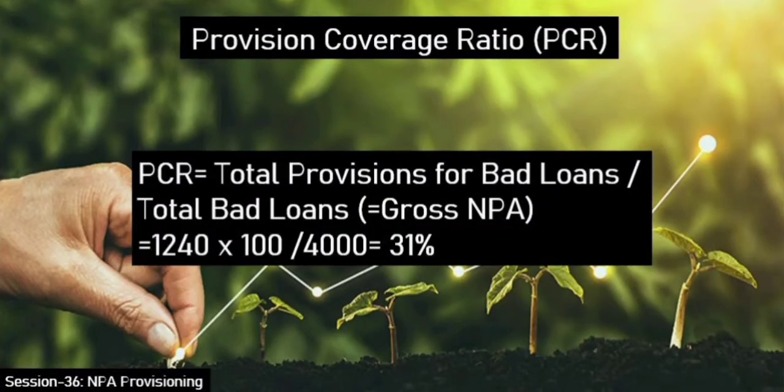So again substituting the values, total provisions for bad loans we have computed as 1240 in the last slide. To make it percentage, we have to multiply with 100 divided by the gross NPA, which is 400 crore. So this 400 crore is nothing but the sum of substandard loans plus the doubtful assets plus loss assets. So this will fetch you the total gross NPA. So if you put that in the denominator with the numerator as the total provision for bad loans, which is 1240 crore, which will fetch you a 31% provision coverage ratio.